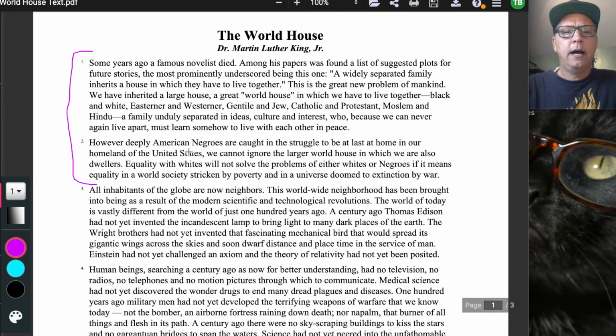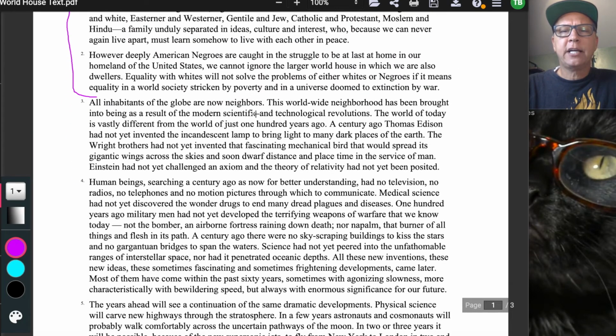Continuing on, we started here, he's talking about scientific advancements in paragraph 3. The worldwide neighborhood has been brought into being as a result of the modern scientific and technological revolutions. The world of today is vastly different from the world of just 100 years ago. A century ago, Thomas Edison had not yet invented the incandescent lamp to bring light to many dark places of the earth. The Wright brothers had not yet invented that fascinating mechanical bird that would spread its gigantic wings across the skies and soon dwarf distance and place, time in the service of man. Einstein had not yet challenged an axiom, and the theory of relativity had not yet been posited.